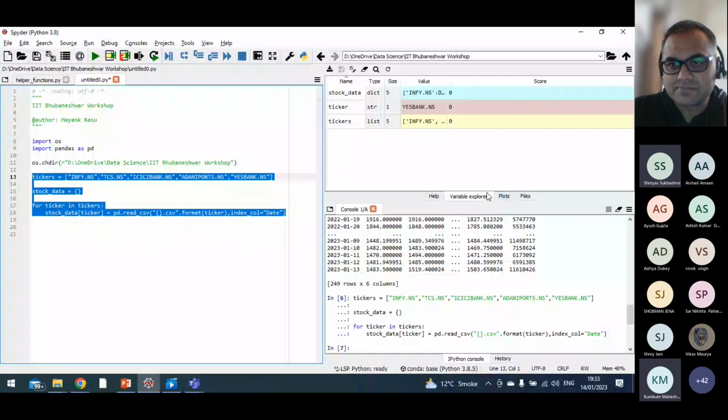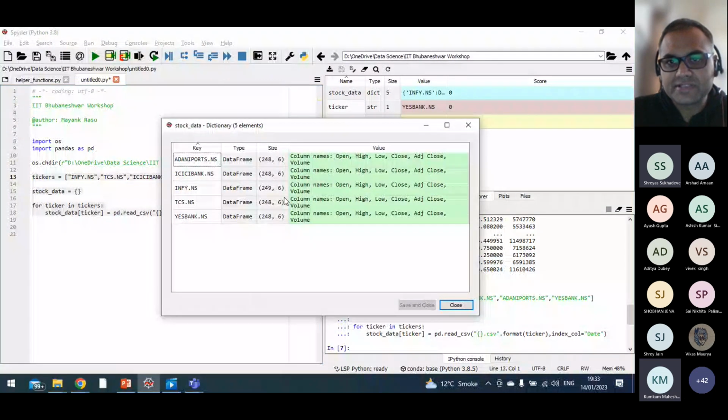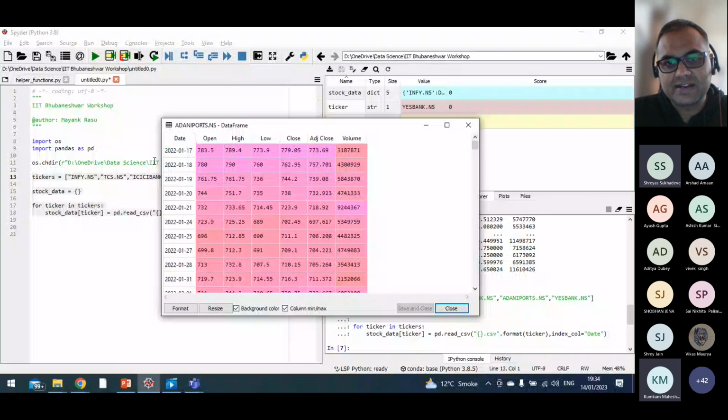If I go to Variable Explorer, which is a very good feature of the IDE I'm using, Spyder, and that's why I use it, because it helps me explain to students what I'm doing. But again, if you're a developer, you can use more sophisticated IDEs like VS Code, etc. So you can see that we have a dictionary. These are the keys, these are the values, and the values are the data frames. If you click on any of these, you will see that we have got the open, high, low, close, adjusted close, and volume information for each of these stocks.